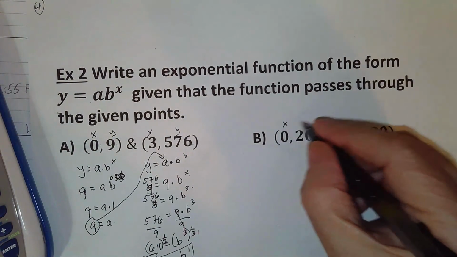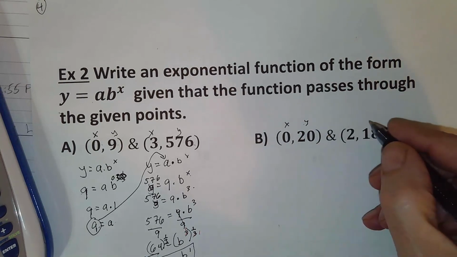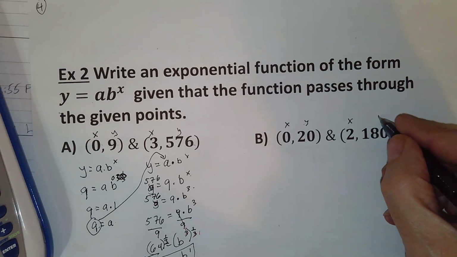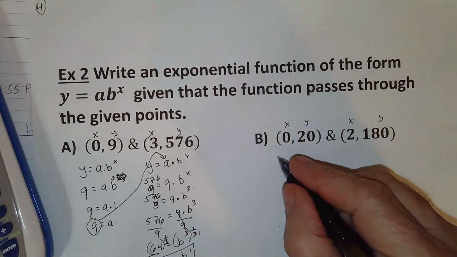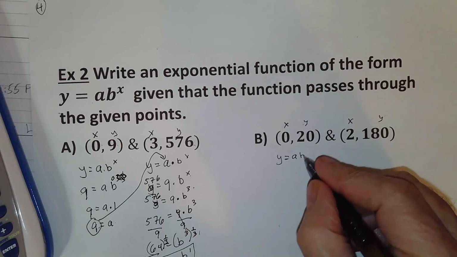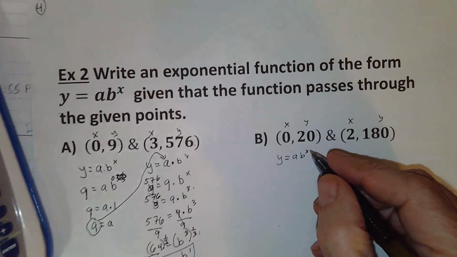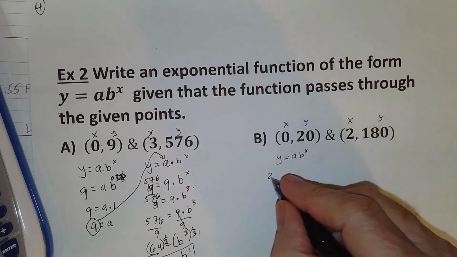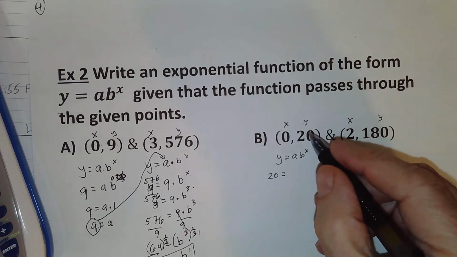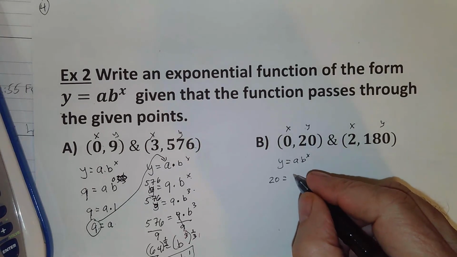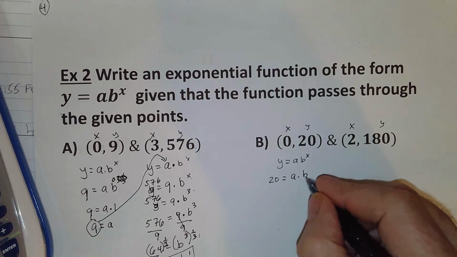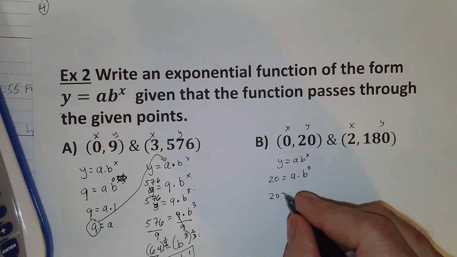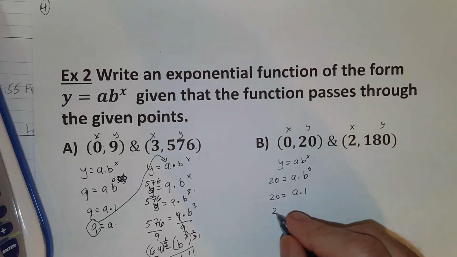So x is 0 and y is 20 in the first pair, and in the second pair, x is 2 and y is 180. Give us some big numbers. So y equals a times b to the x. That's what we start out with. And what we're going to do is use 20 for y, and we're going to use 0 for x, so a times b to the 0, right? And b to the 0 is 1, so 20 equals a times 1, 20 equals a.